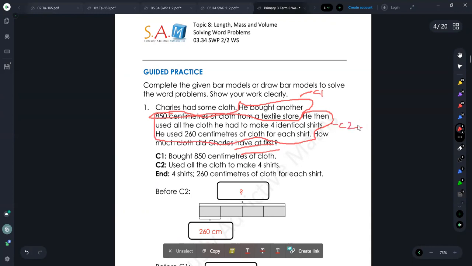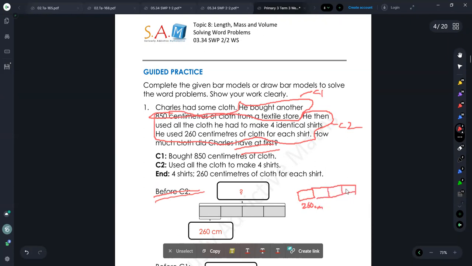So in order to do the question, what they need to do first is to draw the model backwards. So the first thing that we're going to do is before change 2. What happened before change 2? We know that he used 260 centimeters of cloth for each shirt. So one group is 260 cm. Typically, this is the way that they should write it. Here it's scaffolded, really drawn for them, which is why I prefer that you draw it up for them. How many shirts are there? There are 4. So there should be 4 groups. So the students need to draw 4 groups.